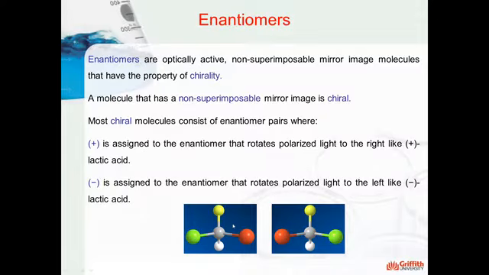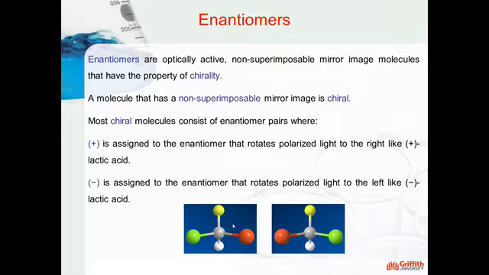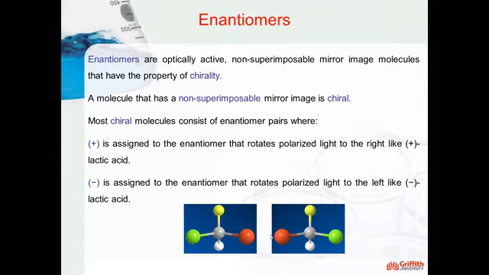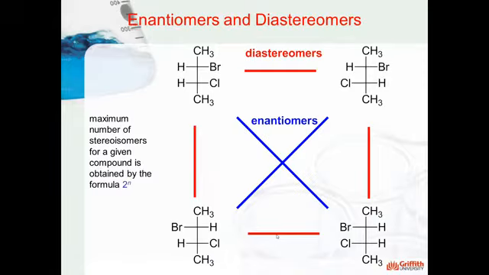So one enantiomer will rotate light clockwise, so it's given the plus symbol. Its mirror image will rotate light the same amount, but in the opposite direction. So if the plus one rotates at 20 degrees clockwise, the negative one will rotate at 20 degrees counterclockwise. So they will rotate light the same amount, but just in opposite directions.